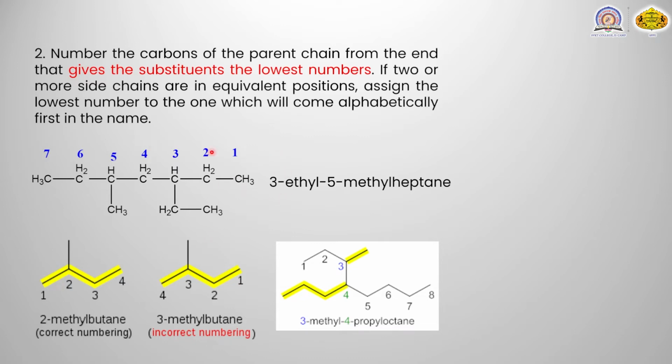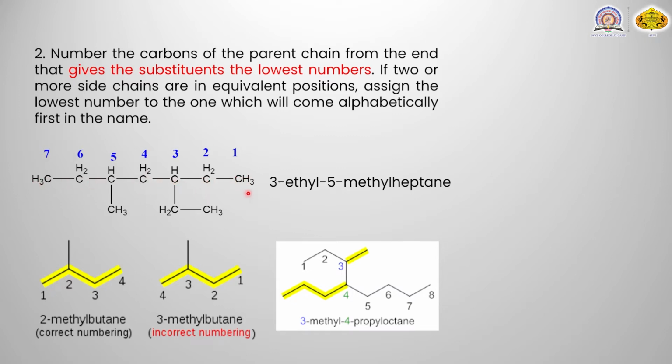So in this rule, if we select the longest chain, then we will have a substituent on that longest chain. For example, in this case, 3-ethyl 5-methyl heptane. Before that, we will discuss how these substituents are attached to the parent chain. In this case the number of carbons in the longest chain is 7: 1, 2, 3, 4, 5, 6.